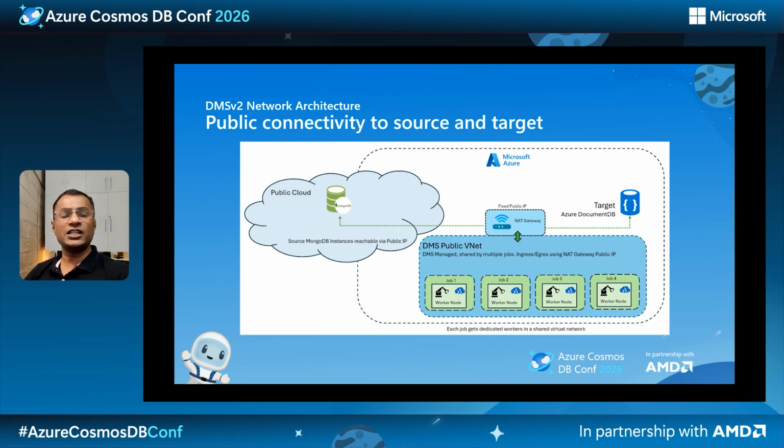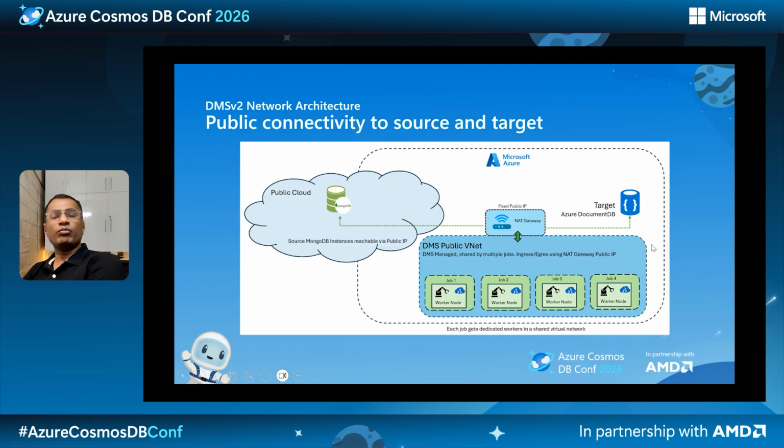So the public connectivity is the simplest out of the lot. The DMS uses a public VNet where we deploy a worker node for each job. The worker node interacts with the internet using a NAT gateway, which has a public IP. That's the public IP you saw during the demo. And then it talks to your source, which could be on Azure or somewhere else, and to your target DocumentDB over the internet using the public endpoints. So as long as your public endpoints are reachable from this NAT gateway, everything should be good.